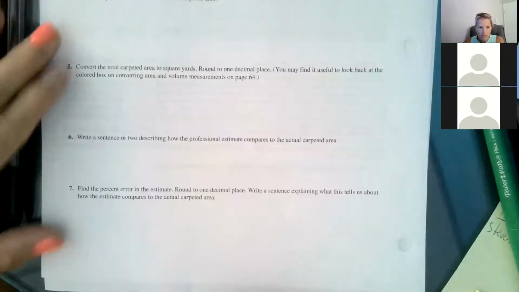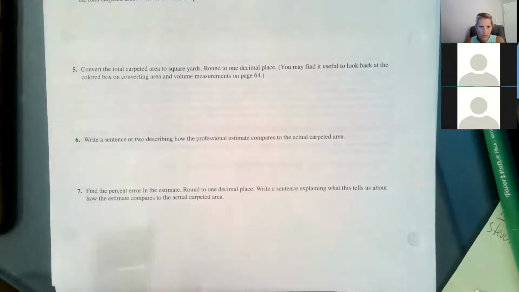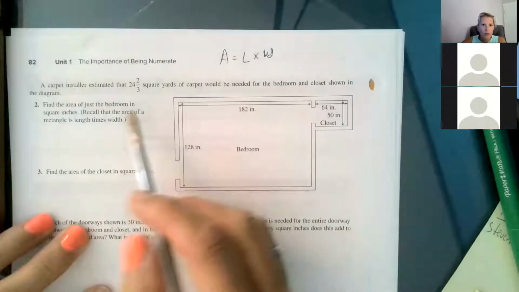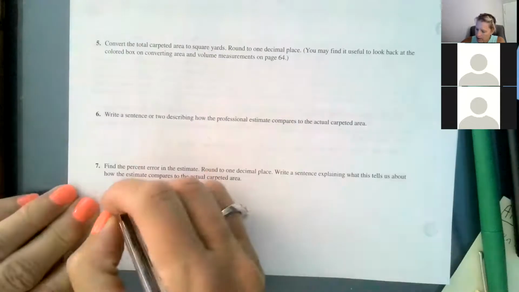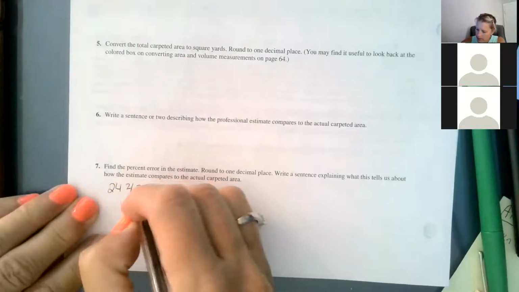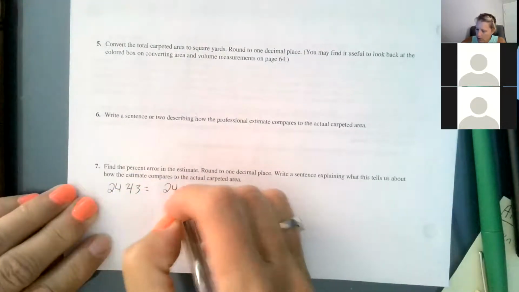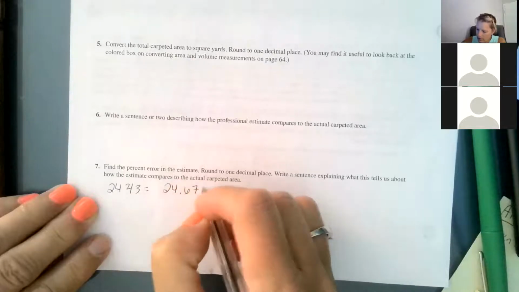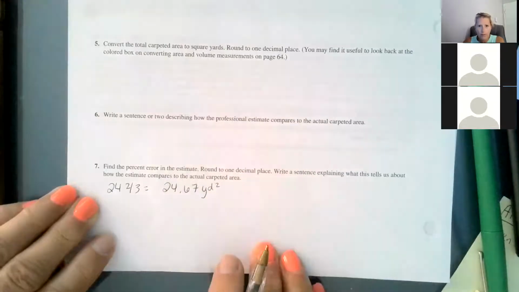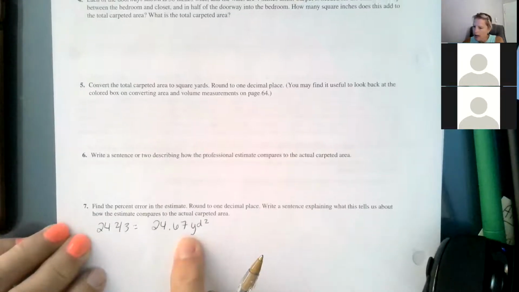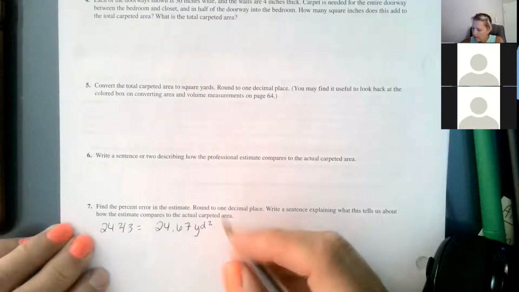When it's the 24 and 2/3, should I turn that into a decimal, or how can I do it with leaving it? I probably would. And 24 and 2/3, you're gonna have the rounded, right? Yeah. So 24.67. That's okay. Square yards, so square yards, yeah. So we gotta use that. That's what the estimated, right? Yep.